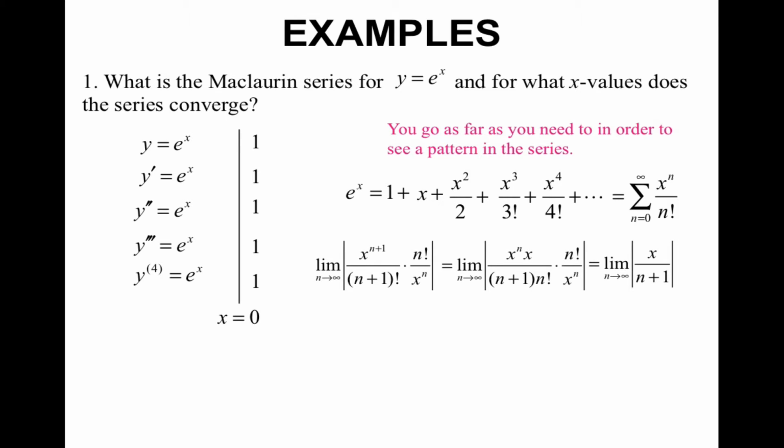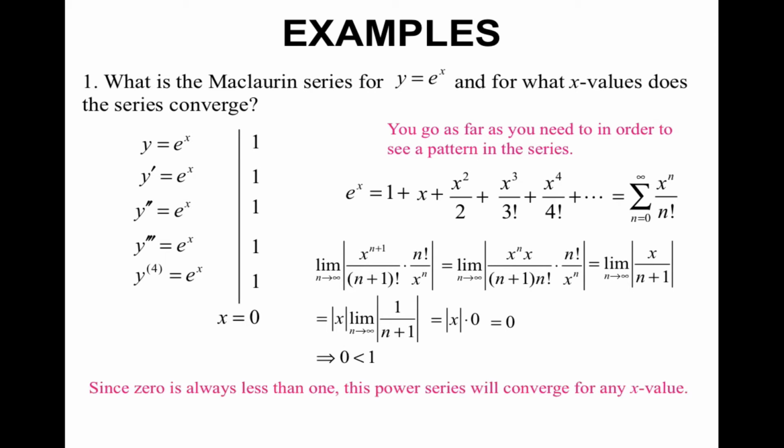And I am left with the limit as n approaches infinity of the absolute value of x over n plus 1. I can pull out the absolute value of x. When I take the limit of 1 over n plus 1, I'm just going to get 0. And 0 times anything is going to give me 0. And so 0 is less than 1. So since 0 is always less than 1, this power series will converge for any x value. So that means my interval of convergence is all real numbers.